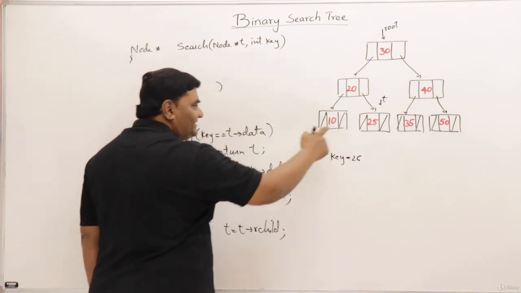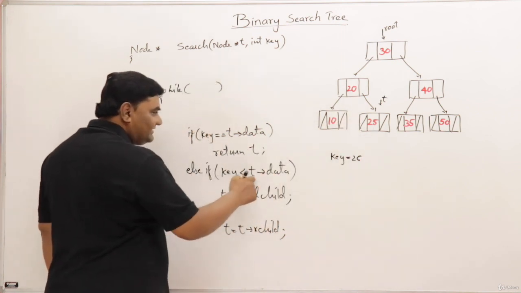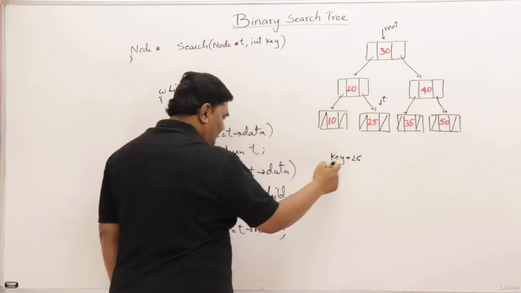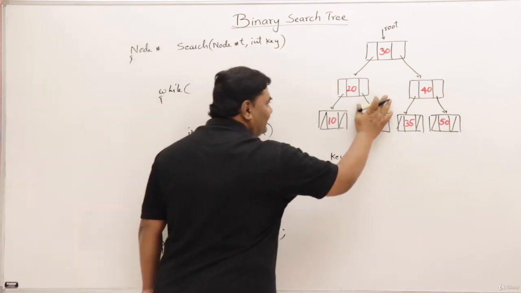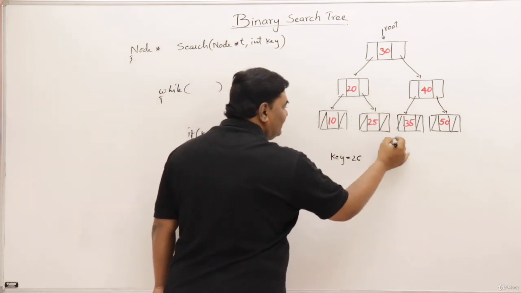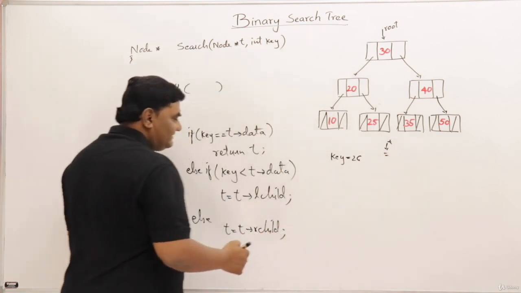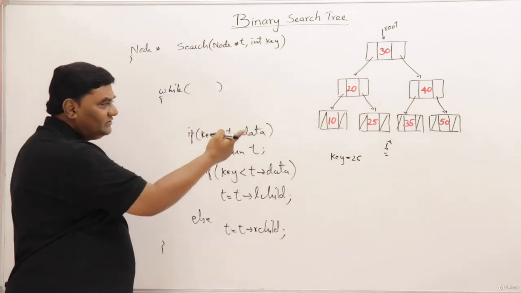Suppose this was not 25, this was 26. Then, is it matching with the data? No. Is the key less than this one? Key is not less, it's greater. So move to the right side. So right side is null. t is null. No need to continue.